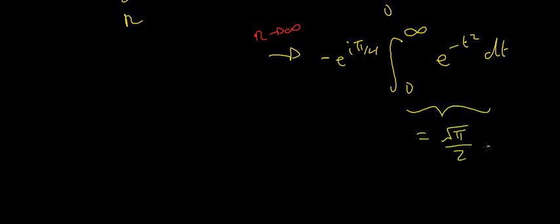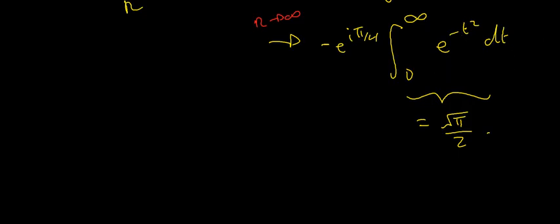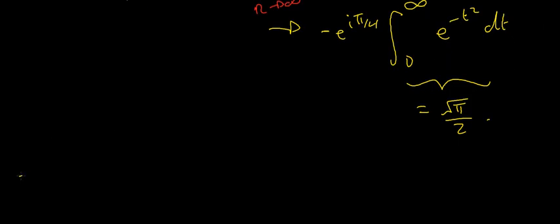And I'll provide a link to how we do this. Basically use polar coordinates, and it's a fairly straightforward process to show this. I'll link you to the Wikipedia article, which basically explains everything you need to know. So this thing is equal to root pi over 2, and that means that I'm going to have minus e to the i pi over 4 times root pi over 2.